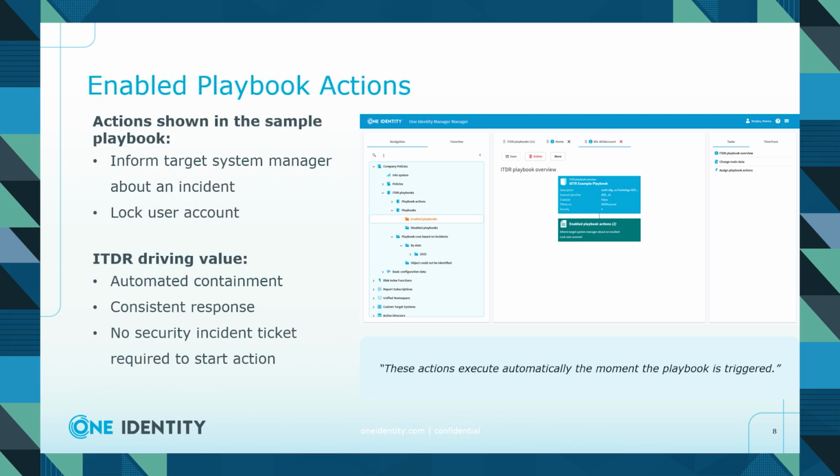Here you can see the actions enabled in our sample playbook. In this case, inform the target system manager about the incident and lock the user account. These actions execute automatically the moment the playbook is triggered by that API call from your detection tooling. This is what automated containment looks like.